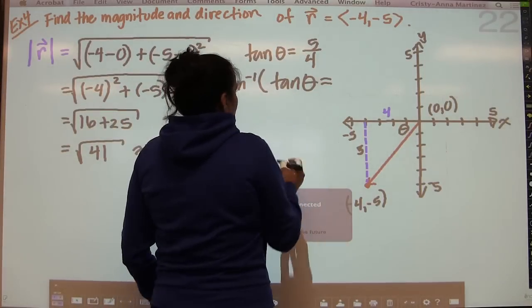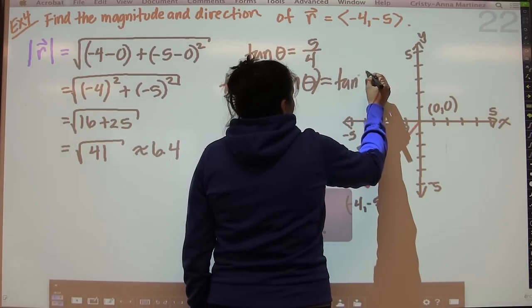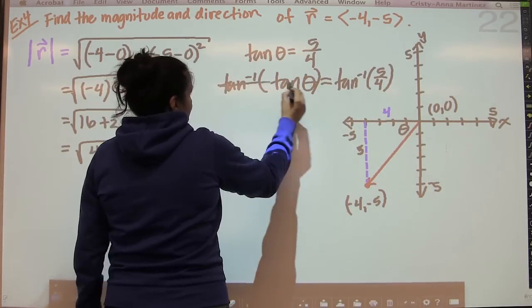So we have tangent inverse of tangent theta equals tangent inverse of 5/4. So here the tangent and the tangent inverse are going to cancel.